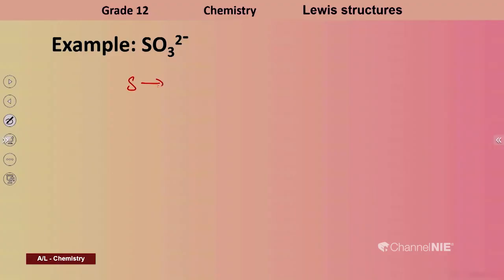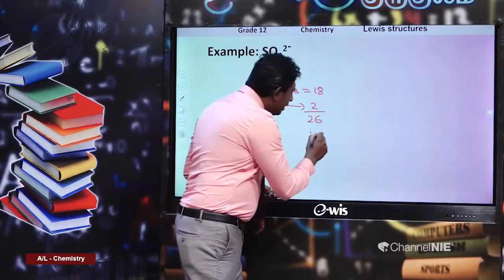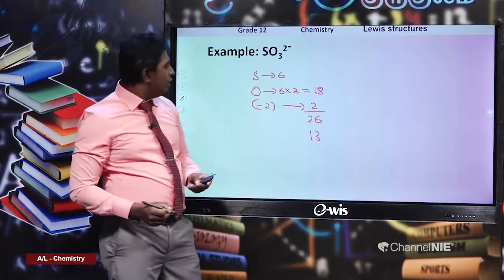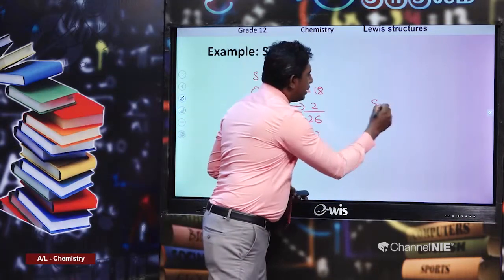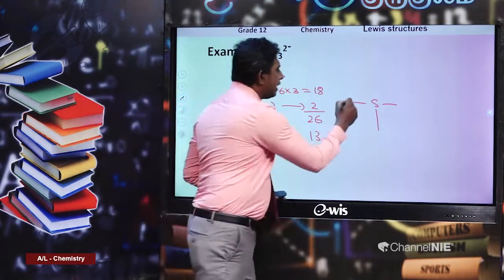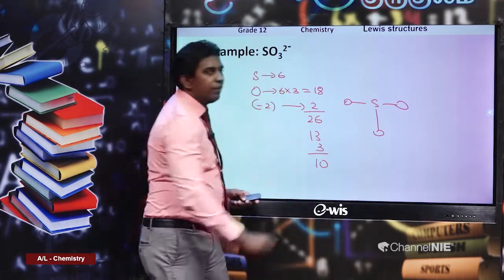Sulfur is giving 6 electrons, oxygen is giving 6 into 3, it's 18 electrons. The -2 charge is giving another 2 electrons, so it's 26 electrons. You divide 26 by 2, then you get 13 pairs there. Then sulfur is the mid atom, so you take that as the mid atom and draw the skeleton, taking 3 pairs. For the skeleton, it's 10 the number of electron pairs remaining.